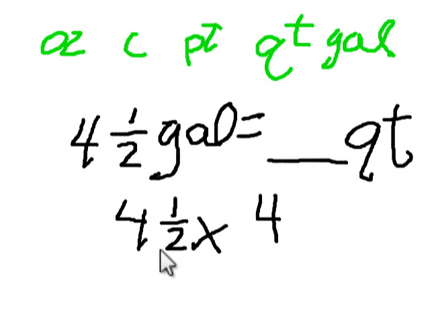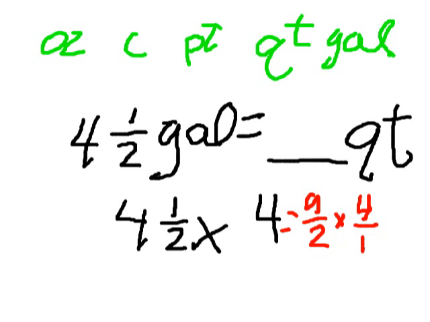So in order to do that, you have to change both of them into improper fractions. So now my problem says 9 over 2. 2 times 4 is 8 plus 1 is 9. And I'm going to multiply that times 4 written as a fraction, which is 4 over 1.